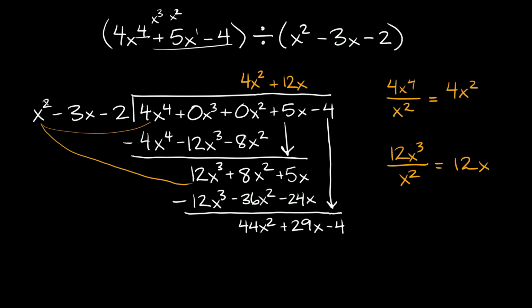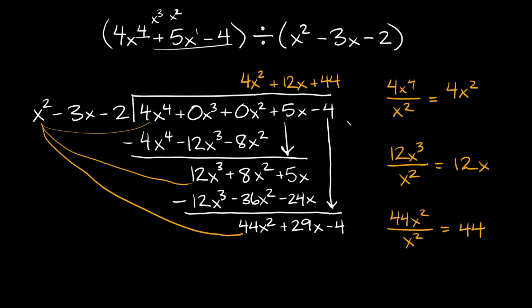But one more time, we're going to take our first term right here, this x squared, and now again, we're going to divide it into our very first term right here, the 44x squared. So 44x squared divided by x squared is equal to just 44, right? Positive 44, right? So we're going to put plus 44 right there, right? So we're going to take this part of our quotient and just multiply it by this guy.